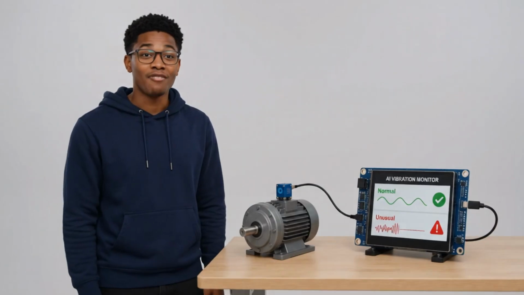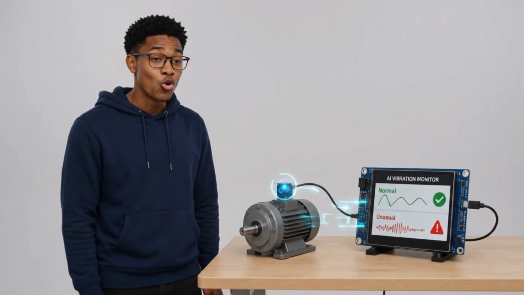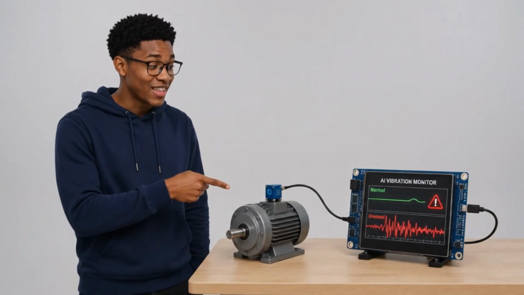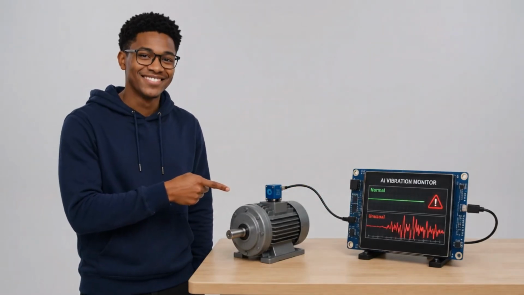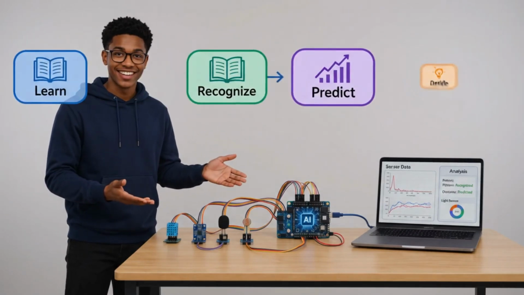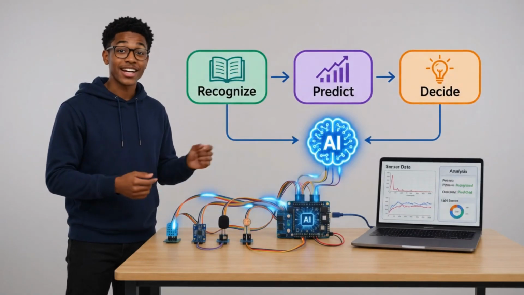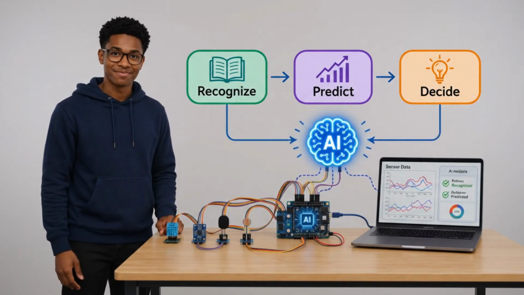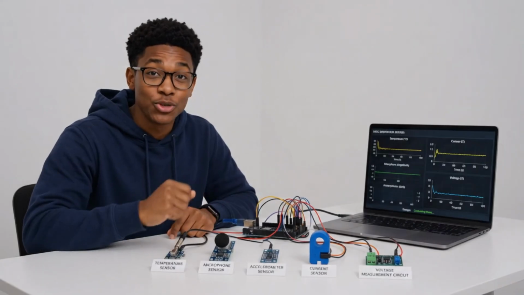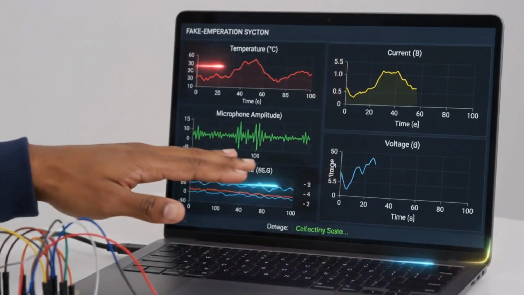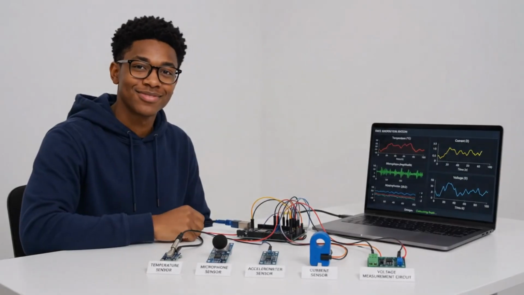For example, a vibration sensor could learn what normal machine behavior looks like, and then identify a pattern that seems unusual. Machine learning gives electronic systems a new ability. They can learn from data, recognize patterns, make predictions, and sometimes make decisions. The first step is collecting useful data. In electronics, this often means recording measurements from real sensors and circuits.